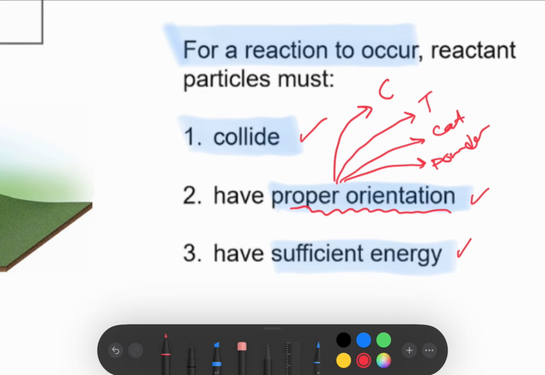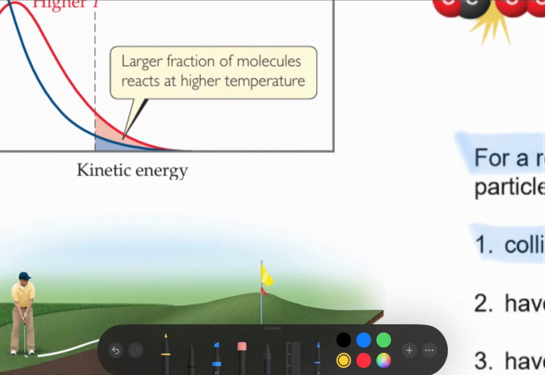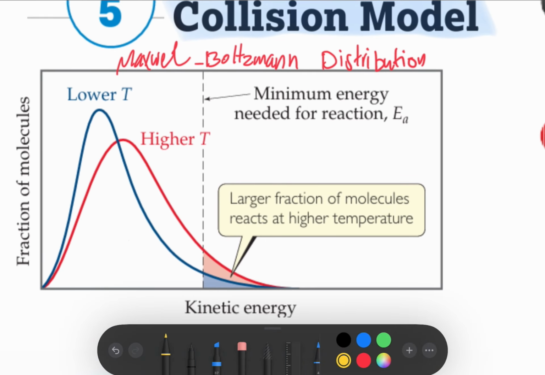In our case, we're going to study the effect of temperature on the collision of reactions in terms of a graph, and this graph is called the Maxwell-Boltzmann distribution, named after the two scientists who postulated this idea. We can see we have a graph. The y-axis is labeled the fraction of molecules, and the x-axis represents the kinetic energy.